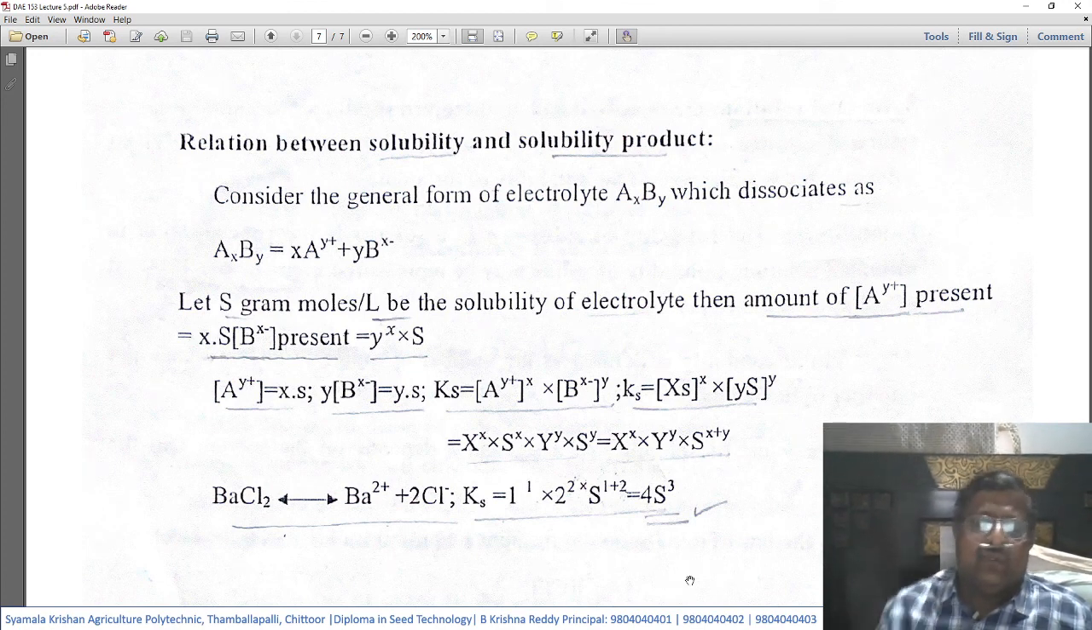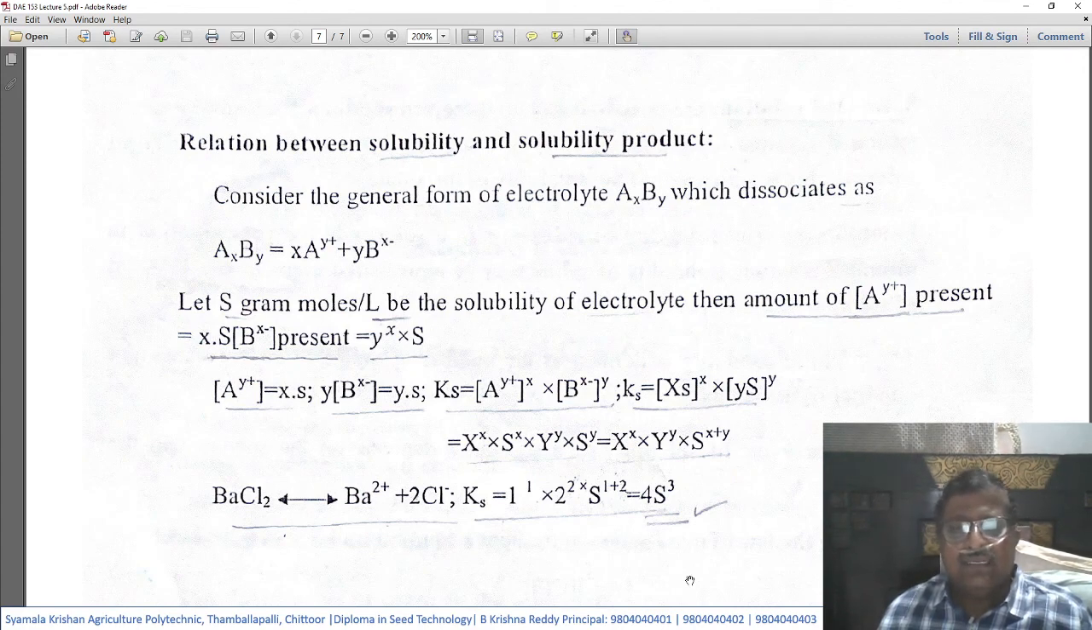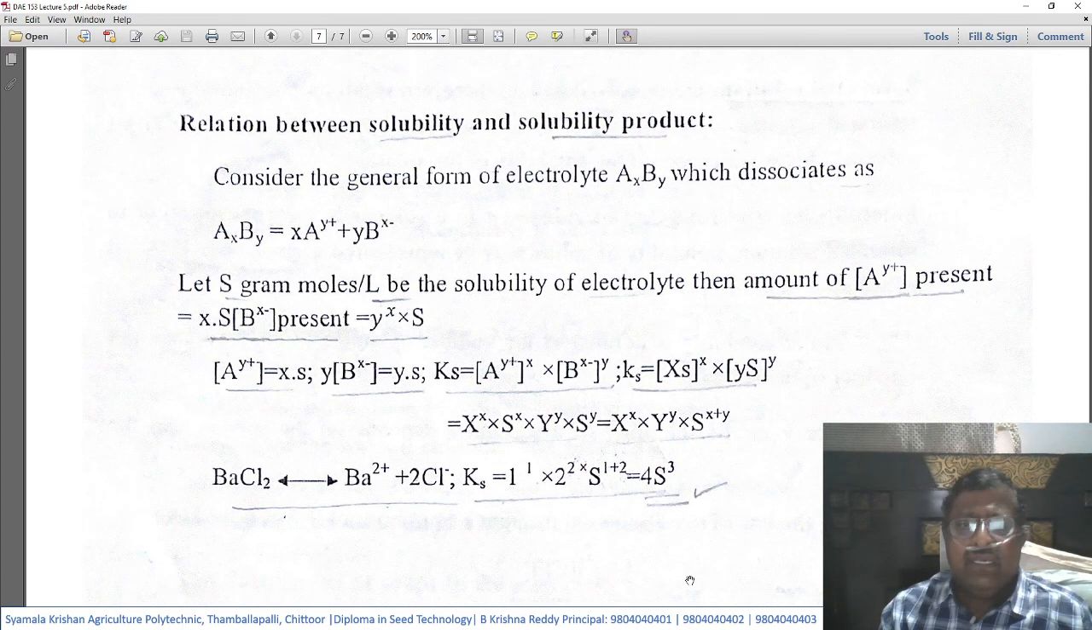If you see this with an actual electrolyte example, suppose barium chloride, which is in equilibrium with Ba2+ and 2Cl-. Then for this, if we put Ksp, what is the Ksp? It is equal to 1^1 into 2^2 into S^(1+2), which ultimately gives rise to 4S^3. This is how the relation between solubility and solubility product can be arrived at.